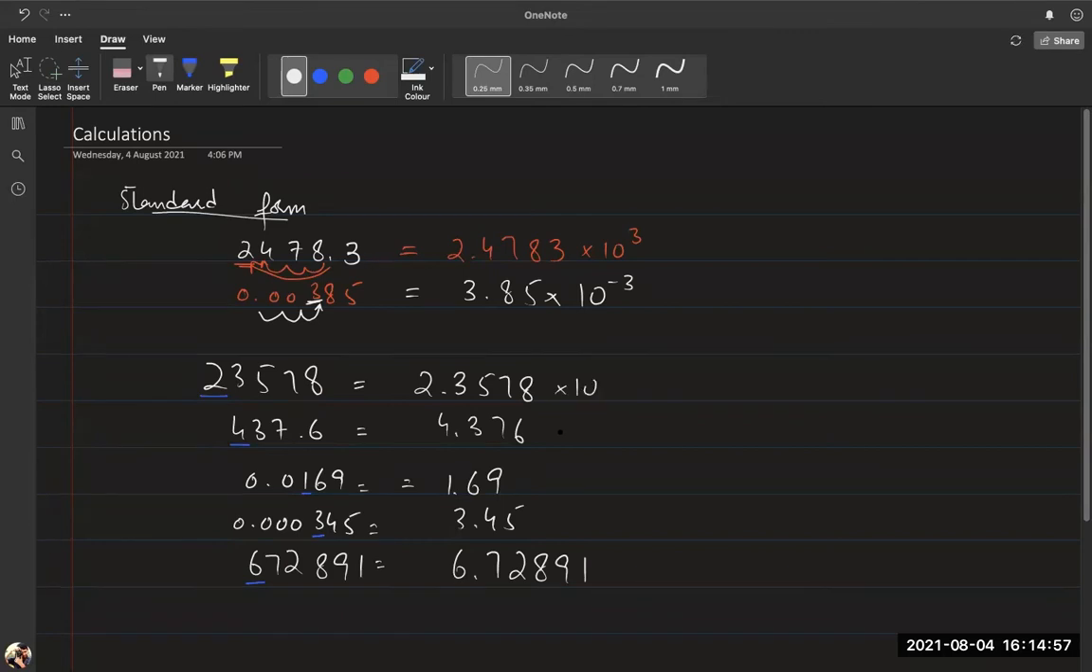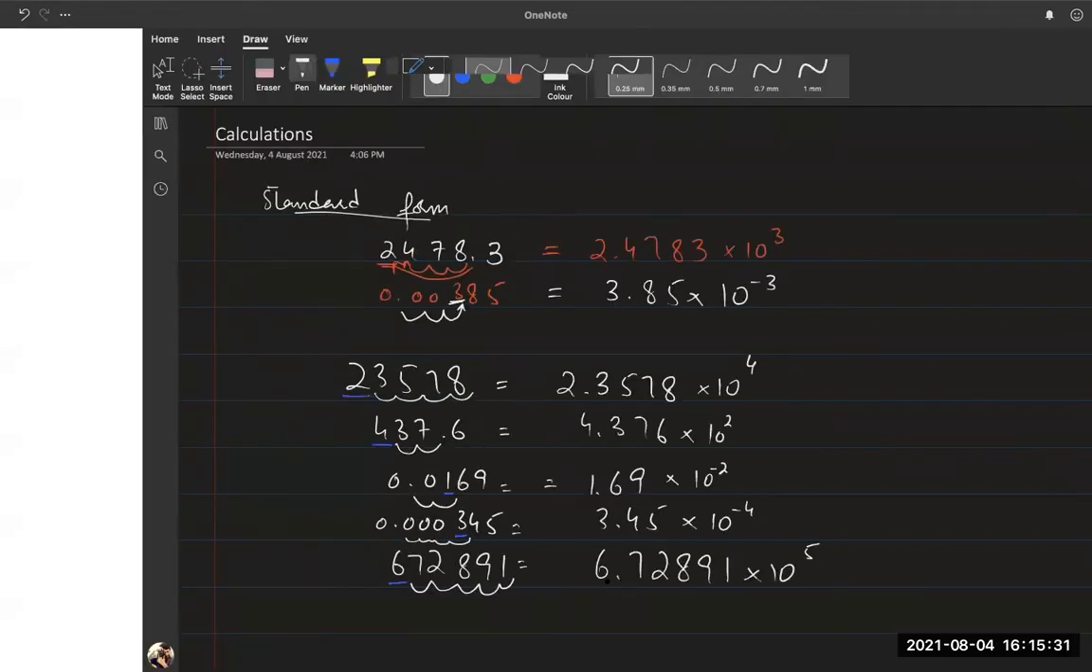We need to show how many powers of 10 we are moving. For that, this one is moving 1, 2, 3, 4 steps to the left. So that's why it's 4. This one is moving 2 steps to the left, so this one is 2. This one is 1, 2 to the right, so this is -2. This is 1, 2, 3, 4 to the right, so that is -4. And again, 1, 2, 3, 4, 5 to the left, so that is +5. Okay, so those are the standard forms.